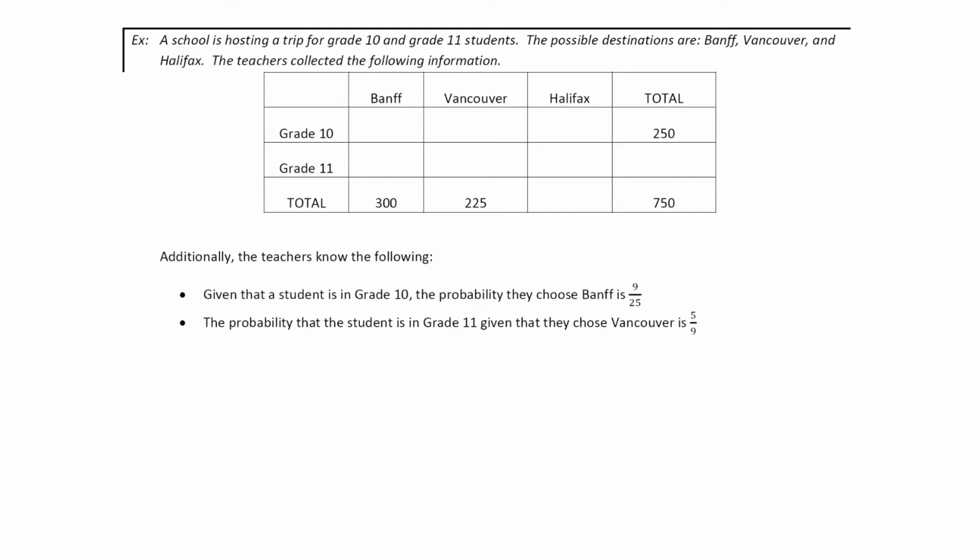They know that given that a student is in grade 10, the probability they chose Banff is 9 in 25, and the probability that the student is in grade 11, given that they chose Vancouver, is 5 out of 9. Let's see how we can go ahead and fill in the rest of the table.